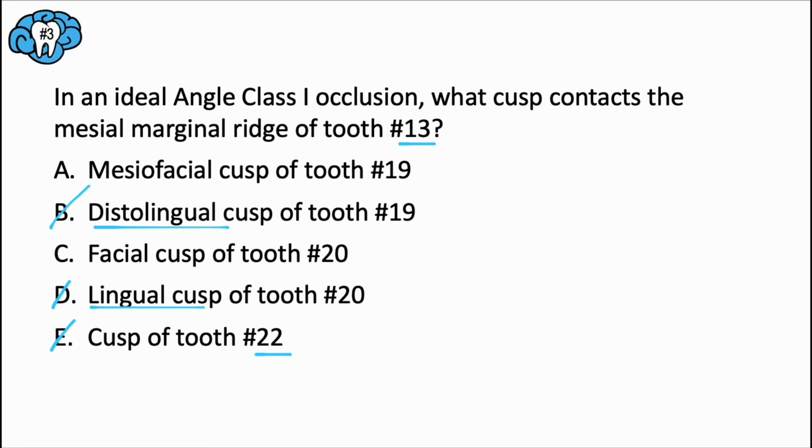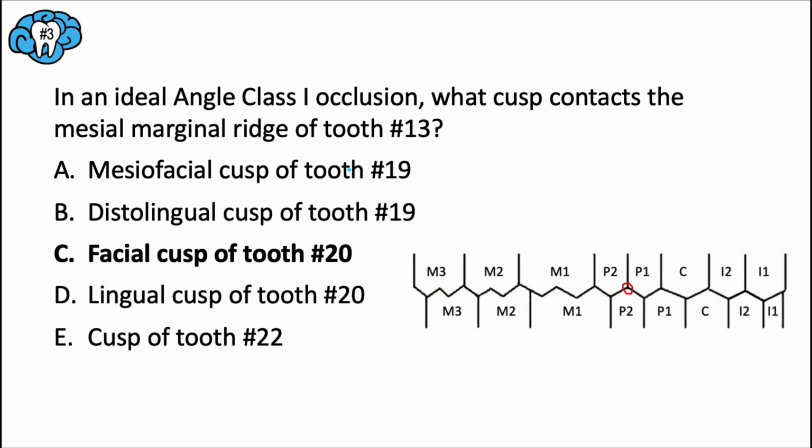So now we need to look at our fence. Now, number 13 is a maxillary second premolar. So we find P2, we go to the mesial marginal ridge of that tooth, and then see that the facial cusp of the mandibular second premolar, which would be number 20, is contacting it. So the answer to this question is C. We can double check: 13 plus 20 is equal to 33, which falls between that 32 and 34 range.